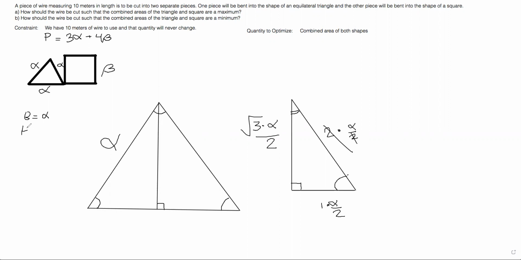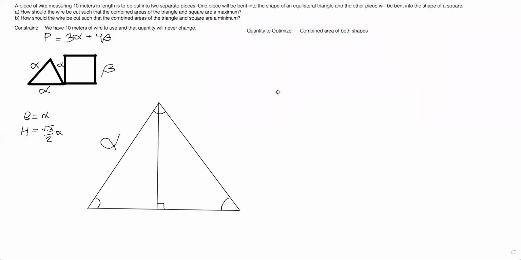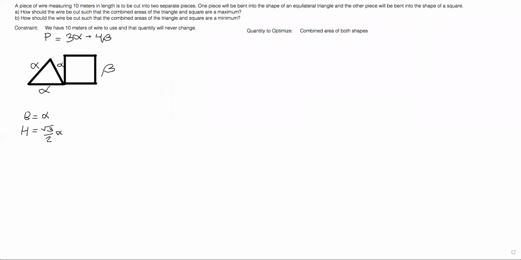And that's all we need, really. We just need the base. We already have the base, and we need the height, and we just found that as well. So the height is going to be square root of 3 times alpha over 2. Hopefully I don't need to bring that back. Hopefully we're done with the picture. I'm pretty sure we are.